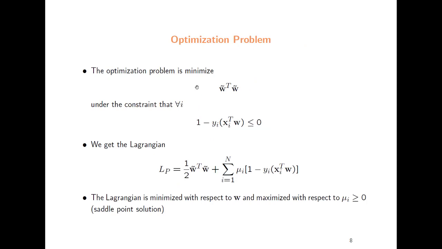So the optimization problem is now to have the inner product. So this is the weight decay penalty, but without the offset, without the w naught. Under the constraint that 1 minus y times h is smaller or equal 0. And so this is exactly the same constraint as before, just written in a different form.